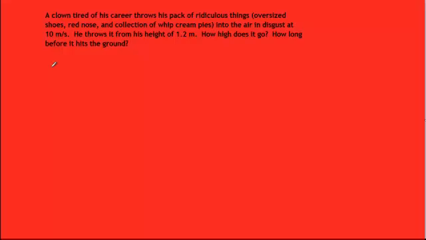Okay, we're going to look at a problem now that highlights two particular things. Number one, the difference between position and displacement, as well as how to use the quadratic formula in order to solve a problem. Let's begin by looking at the problem.